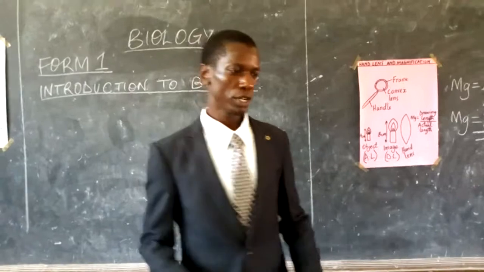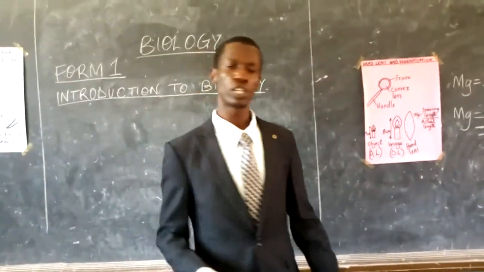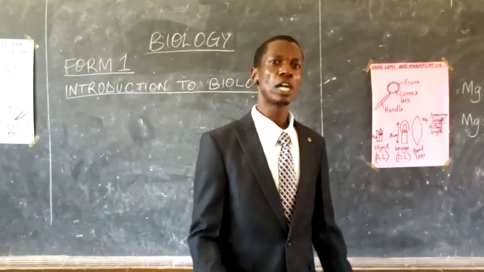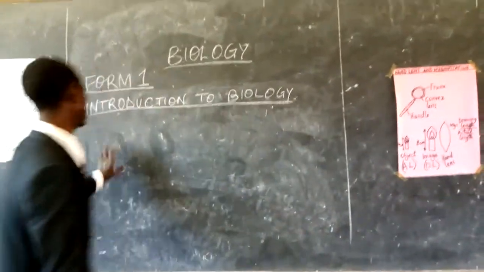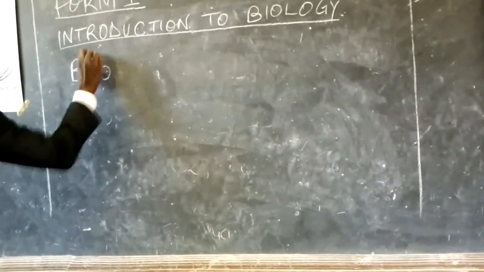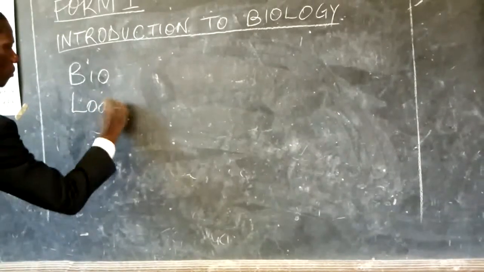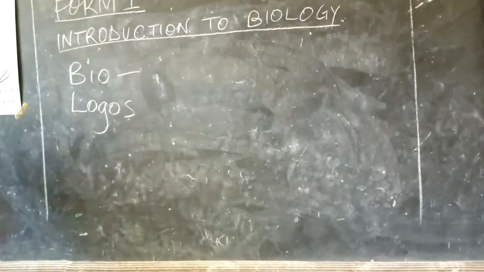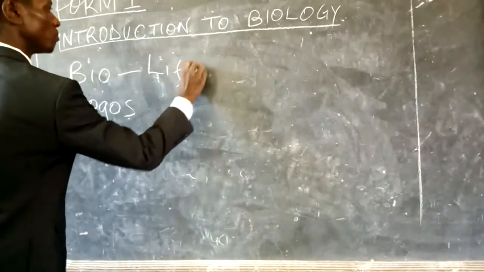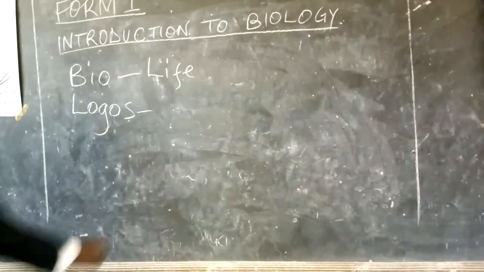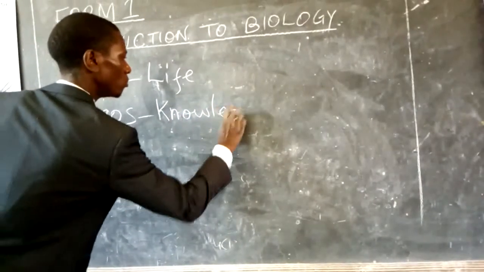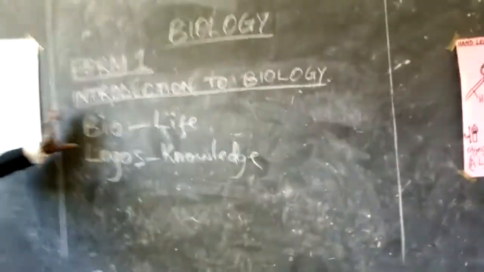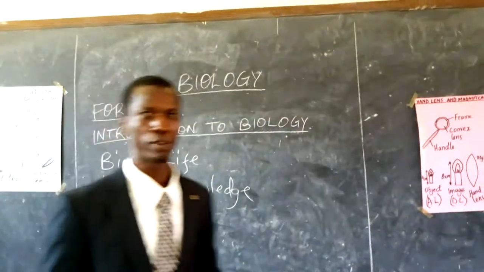Good. Straight away, I would like us to get to the introduction part of biology, where we're going to look at the term biology, how it started, and what it stands for. Biology was derived from two Greek words, that is bio and logos. Bio means life, and logos means knowledge or study of. Therefore, it generally deals with the study of life.